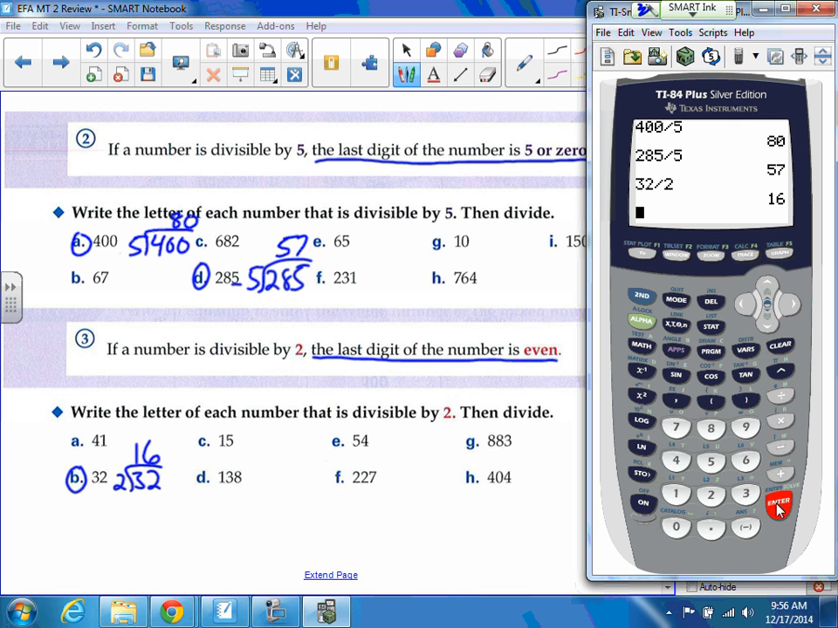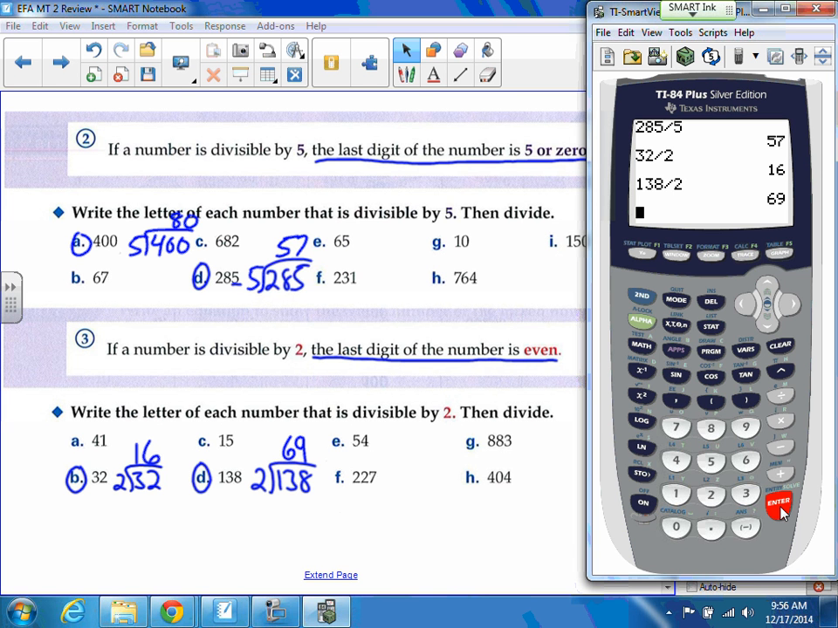Move on to C. 15 is an odd number. 5 is not even, so that's not going to work for 2. But D, 138, the last digit is an 8. That's an even number, so I can divide that by 2. 138 divided by 2 gives you 69. So your answer for D is 69. Go ahead and finish the rest of those.